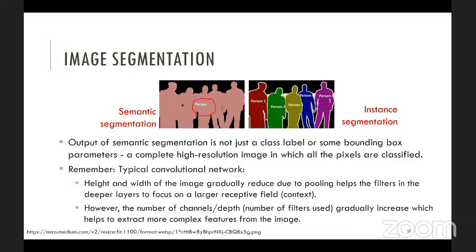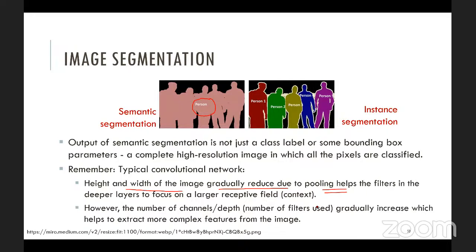But if we remember your typical convolutional network, I especially mentioned when we were talking about VGG that we reduced the size of the filter and increased the number of filters, right? Instead of having one 5x5 filter, we have 2 layers of 3x3 filters. So layers are increased. Now, in a typical convolutional network, the height and width of the image naturally reduce because we are doing pooling.